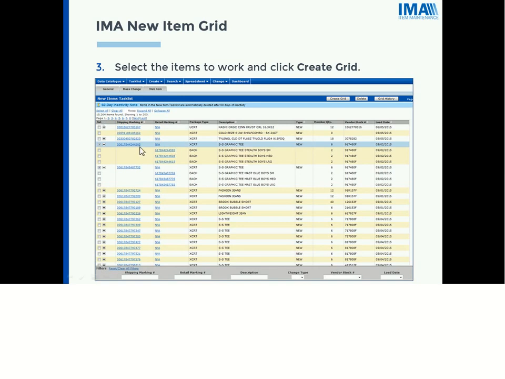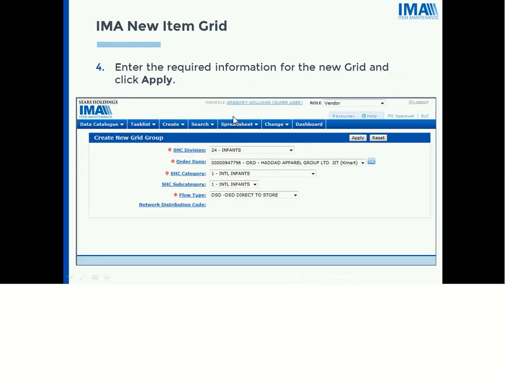So if all of your pieces of your carton are there, you can go ahead and select it in the Select column and click Create Grid. And here you enter your required information for the new grid and click Apply.